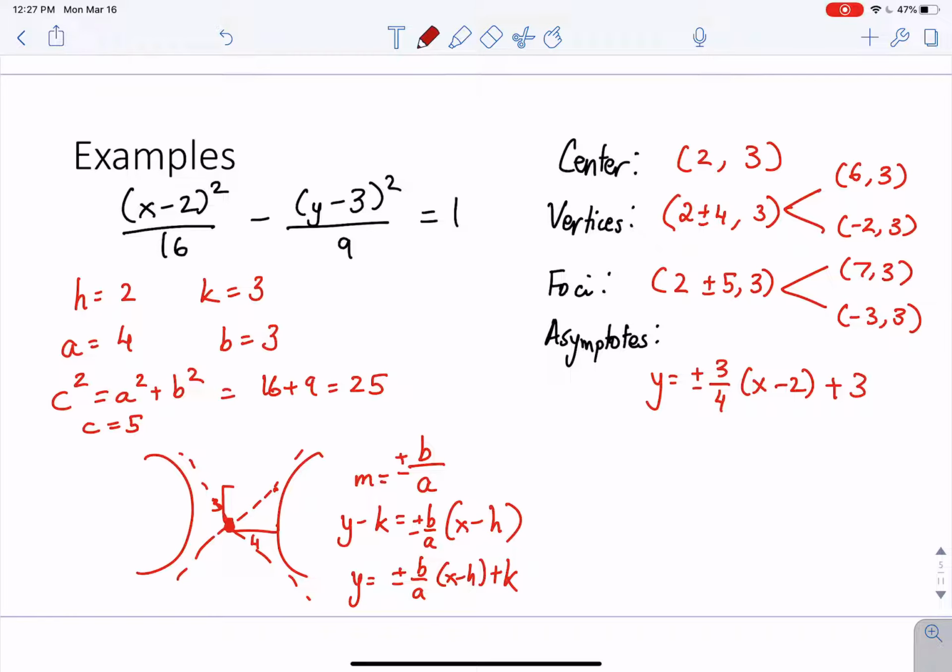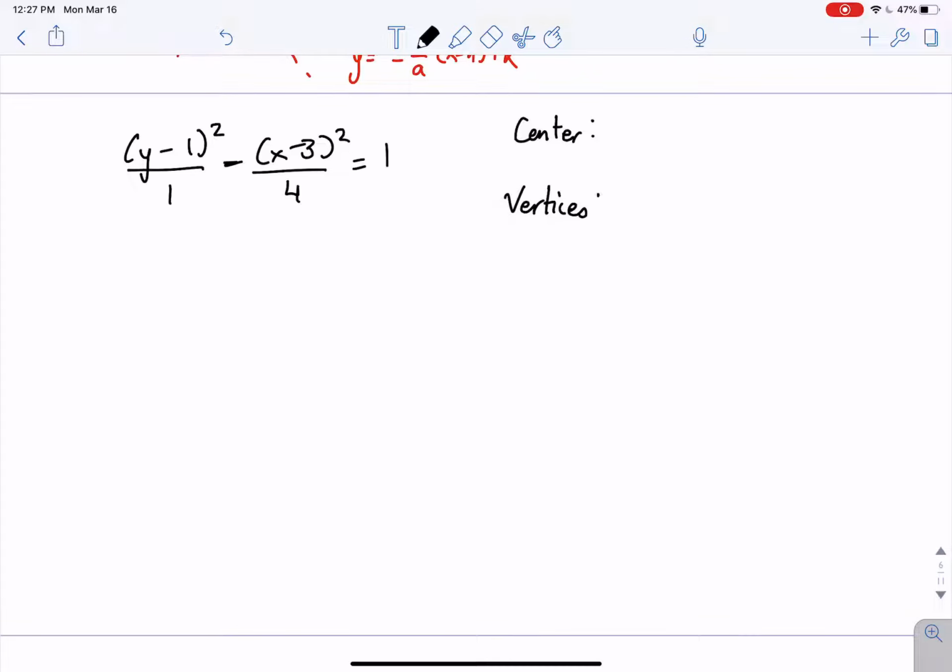Let's do one more. So in this one we'll do y minus 1 squared over 1 minus x minus 3 squared over 4 equals 1. We'll do the same thing. Find the center, find the vertices, find the foci, and find the asymptotes.